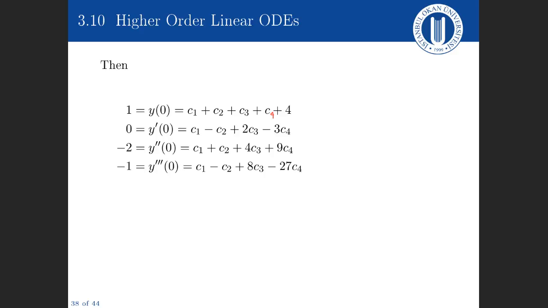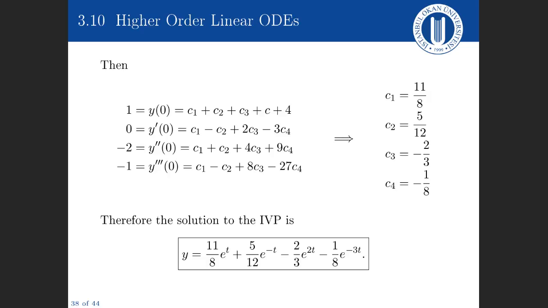So we differentiate y 3 times, replace t by 0, and we obtain a linear system of 4 equations in 4 unknowns. You know how to solve this from linear algebra, so I'll just tell you the answer. C1 must be 11 over 8, C2 must be 5 over 12, C3 must be minus 2 over 3, and C4 must be minus 1 over 8. As soon as we know the constants, we can write down the solution to the initial value problem.